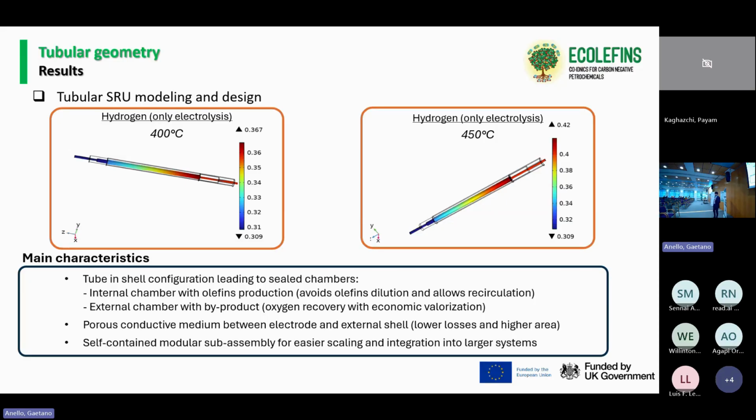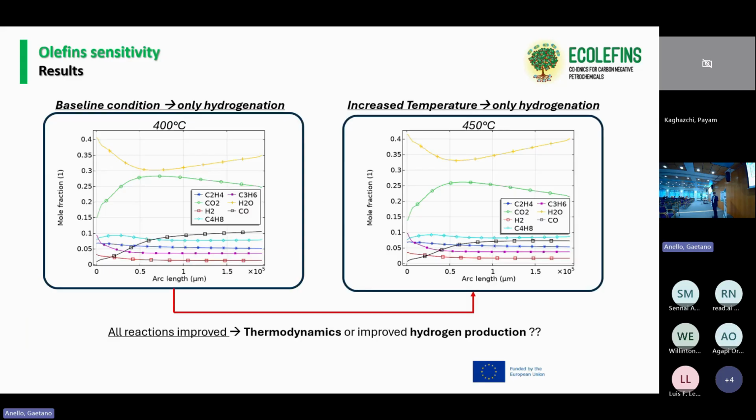Since we are also separating oxygen, there is the idea of economically valorizing this byproduct. In the outer shell, we also have a metallic porous material to again improve the thermal management by changing the outer flow ratio. And the idea is also eventually scaling up the technology, which would be less risky thanks to the modular behavior of this cell. But again, now we want to focus on the olefins production, in particular on everything that's happening.